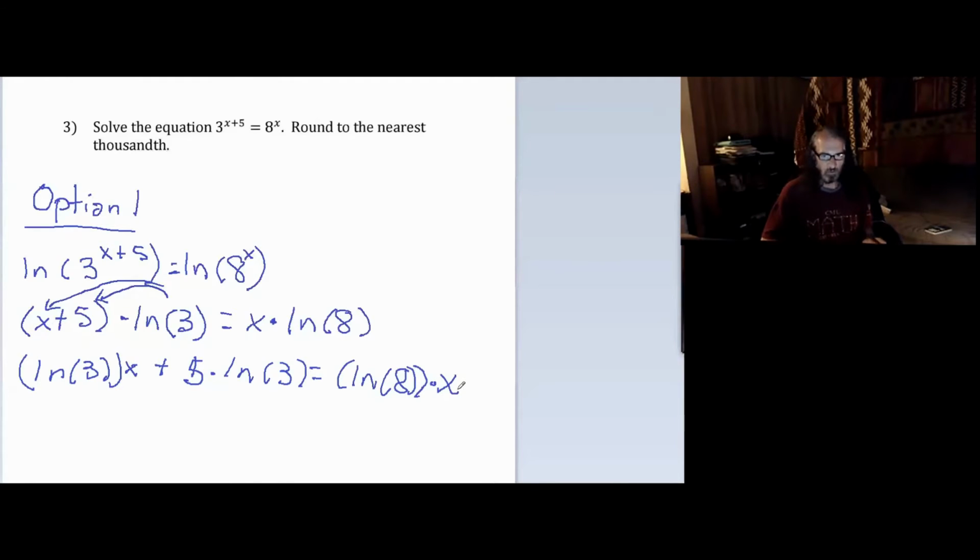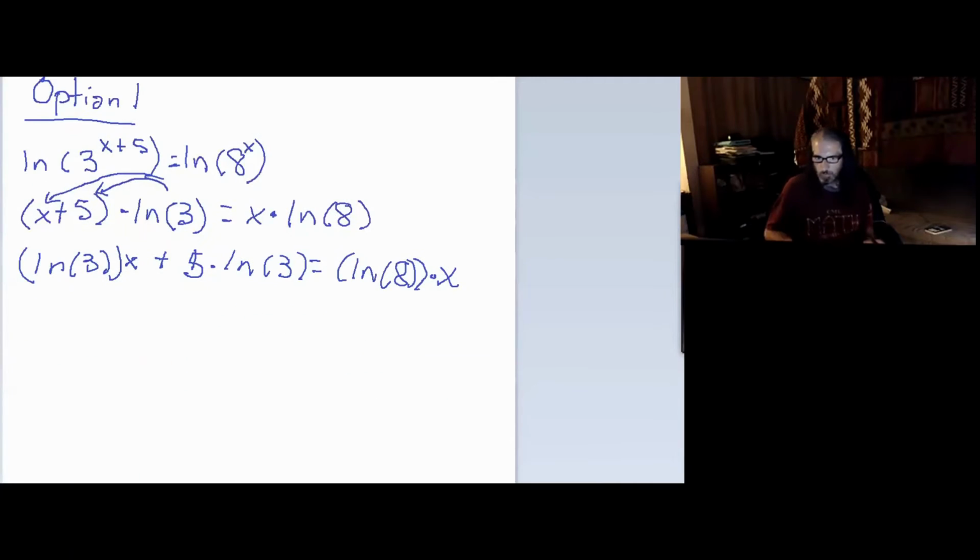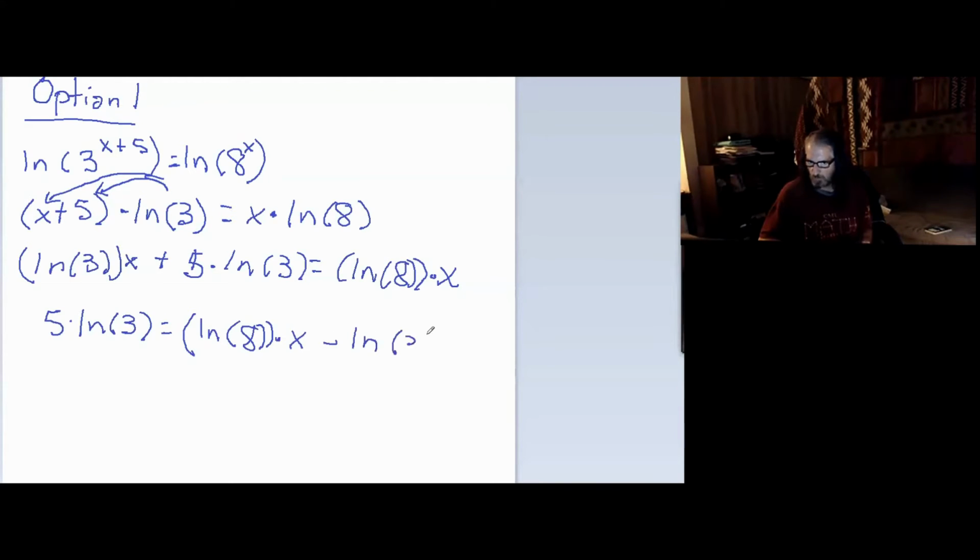Now, to a lot of people, that starts to look pretty messy. Well, if you just remember, natural log of 3 and natural log of 8 are just numbers. Let's get the terms with x together on one side and terms without x on the other. So I'll subtract natural log of 3 times x from both sides. That was 8x minus 3x. You combine the like terms and get 5x.